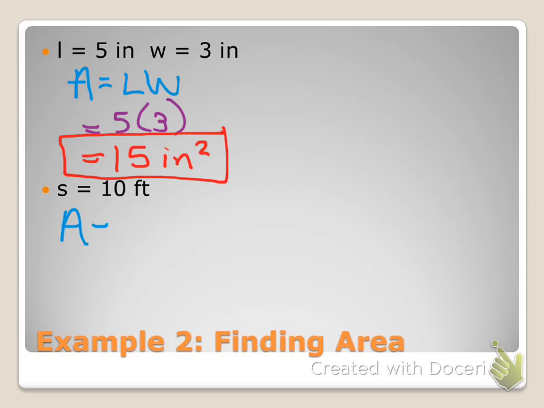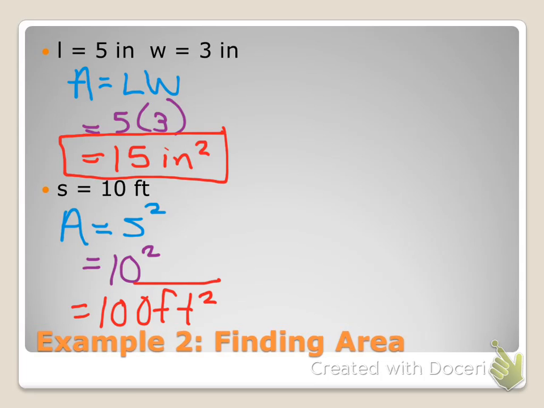Now let's find the area of the square. Area of a square, the formula is A equals S squared. Remember, you are always going to write the formula first. Show your substitution. Equals 10 squared. And then you will box your answer. 10 squared is what, class? 100. 100, and then I label it feet squared. Always label the unit with a raised to the second power when you're finding area.